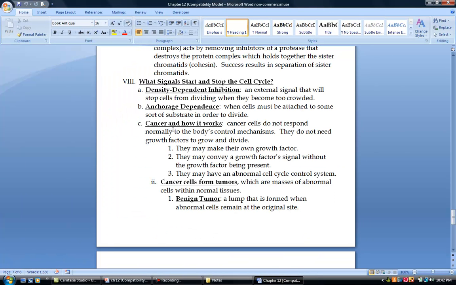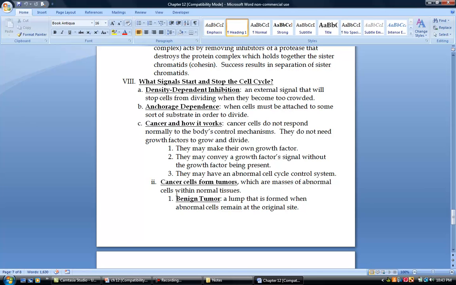So the way that cancer can do that is they trick the cell cycle, and they can do that in a couple of ways. First thing is they can make their own growth factors to trick the cell into thinking that it's in an okay position to do that. The other thing is that they can make fake growth factors, so they can make something that mimics the real growth factors, or they just might have an abnormal cell cycle control system, which means they might make extra cyclin even though there shouldn't be cyclin present, or something like that. So when we talk about cancer cells, if you have cells dividing out of control, what they're going to do is they're going to form a tumor.